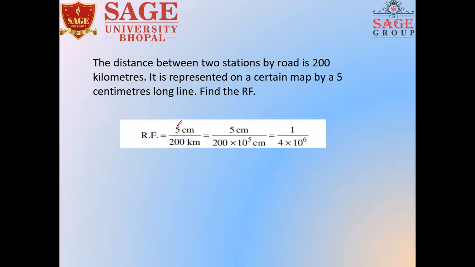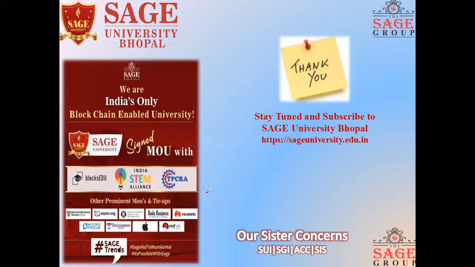Now focus on this 5 centimeter. 5 centimeter is the length of the object to be drawn, but the actual length of the object is 200 kilometers. So in the numerator you will write 5 centimeter, in the denominator you will write 200, but you will convert kilometer into centimeter because we know 1 kilometer is equal to 10 to the power 5 centimeter. So your final RF is 1 by 4 into 10 to the power 6. And centimeter will cancel centimeter. So now we can say RF is always unitless. So this lecture ends today. Okay, thank you very much.